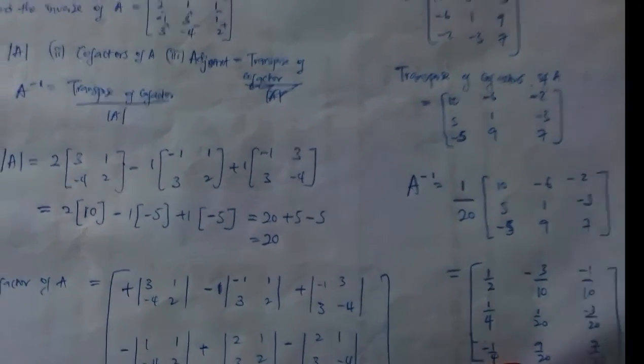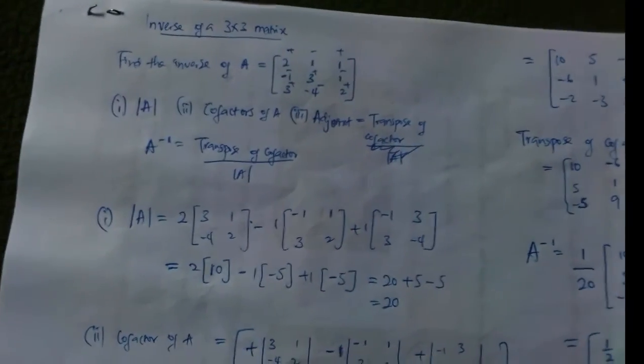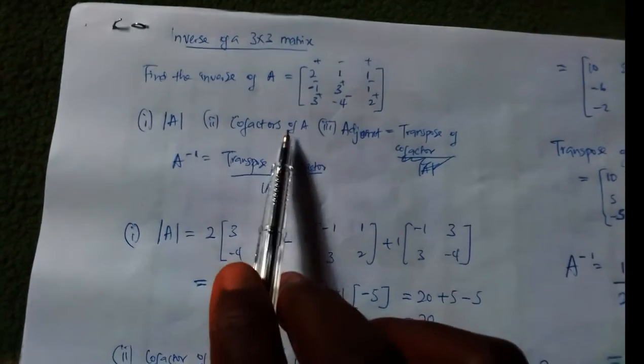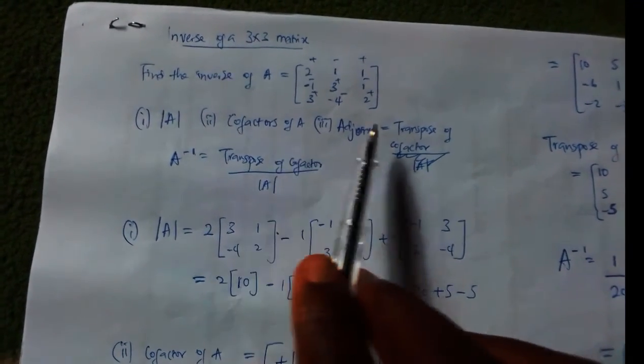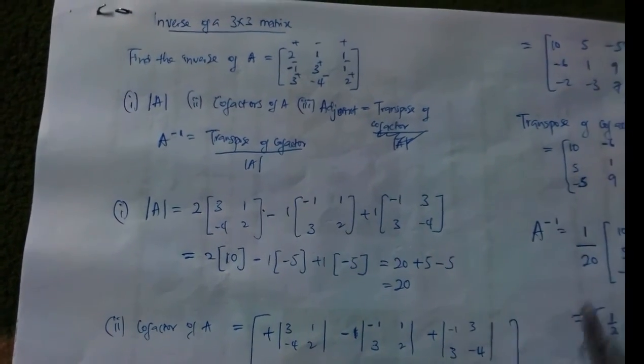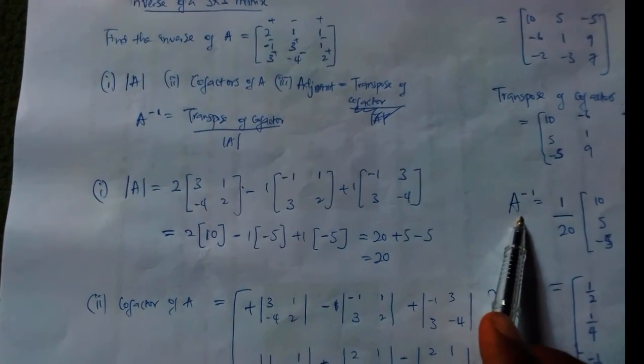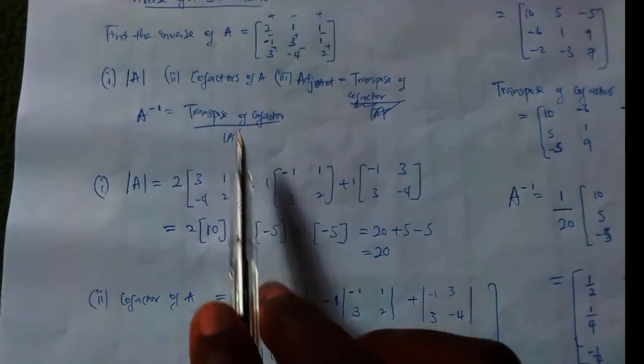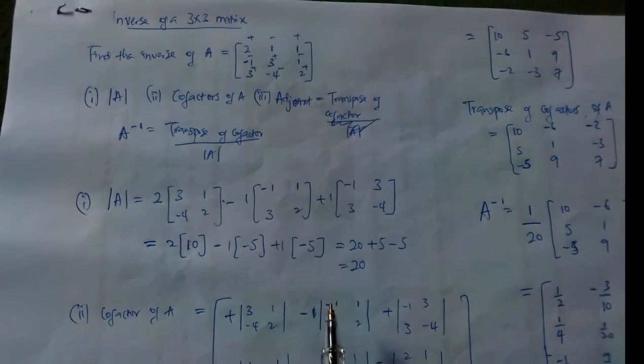So this is how to find the inverse of a 3 by 3 matrix. First thing is find the determinant. Next is find your cofactor. Next is find the adjoint, which is the same thing as the transpose of a cofactor. Then you conclude by saying that my A inverse is the transpose of cofactor over the determinant of your matrix.